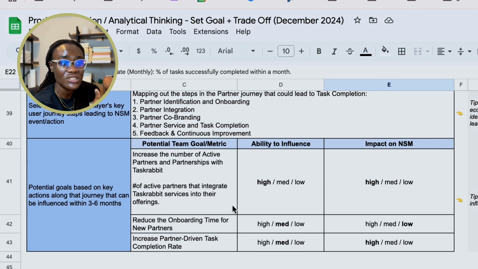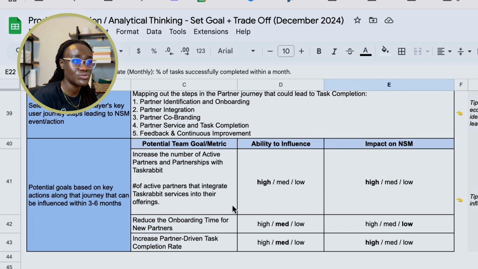We also want to increase the partner-driven task completion rate, meaning that I want to make sure that the tasks completed by partners are also increasing, because now TaskRabbit is going to have tasks from partners and also tasks from users. So we want to make sure that the tasks that users bring in directly are completed, but we also want to make sure that the tasks brought by partners from external users are also completed. So those are the goals that we want to improve on.